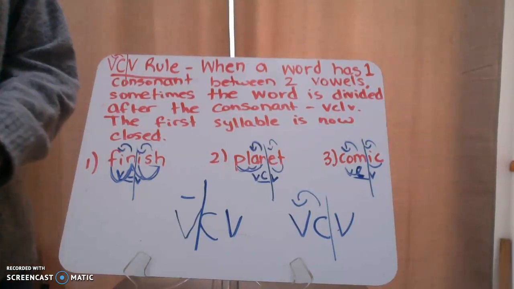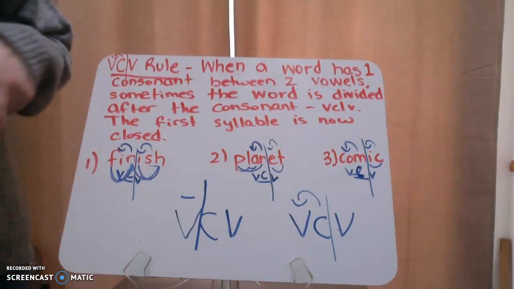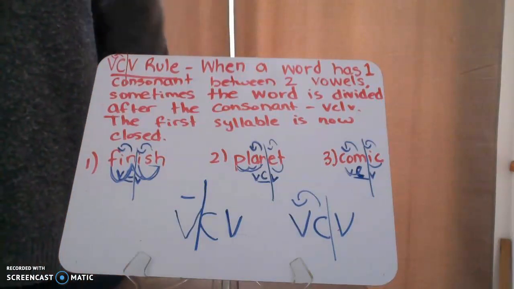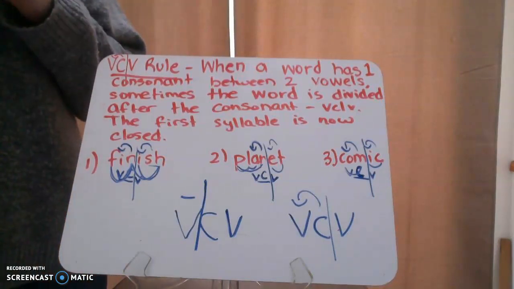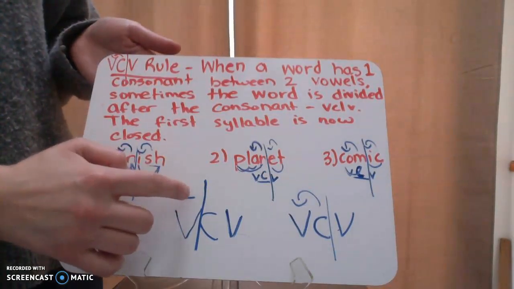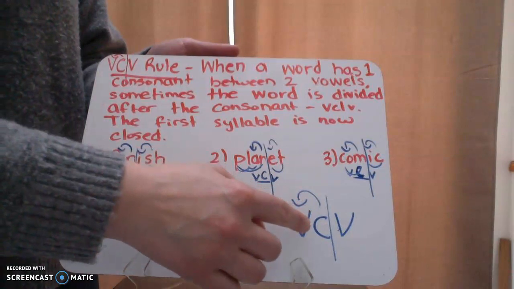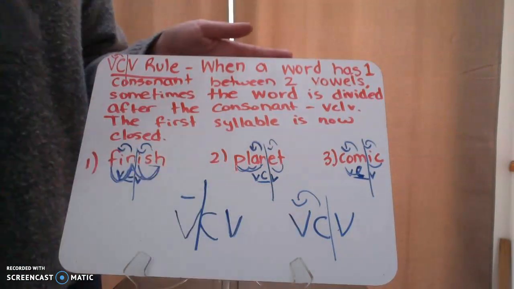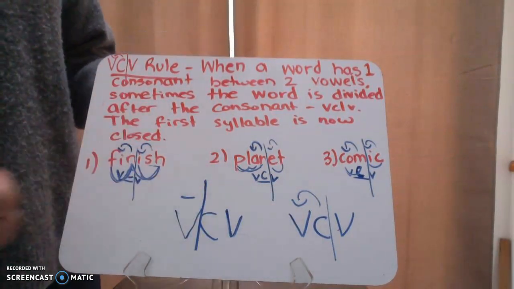Okay? That's our VCV rule. Remember, let's go over it again. When we have a VCV rule, first we can try splitting it after the vowel. But if it doesn't sound right, we chop it after the consonant and then we read the word.